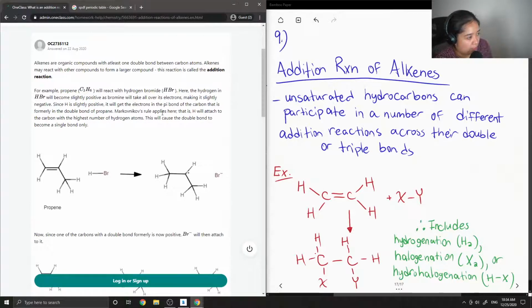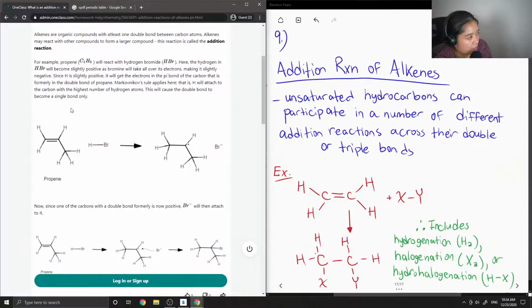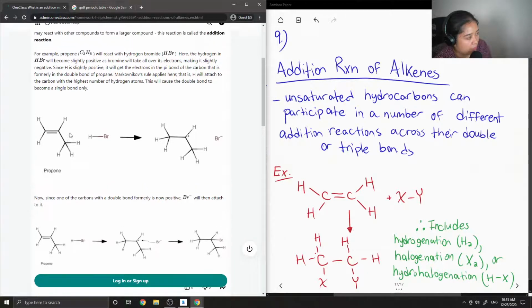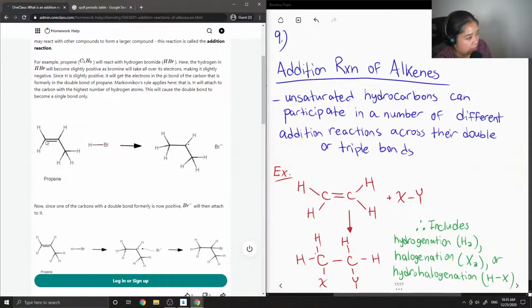Markovnikov's rule applies here. That is, hydrogen will attach to the carbon with the highest number of hydrogen atoms. This will cause the double bond to become a single bond only. So they showed how the hydrogen was added to the side that contains more hydrogen atoms. So this is the left side.